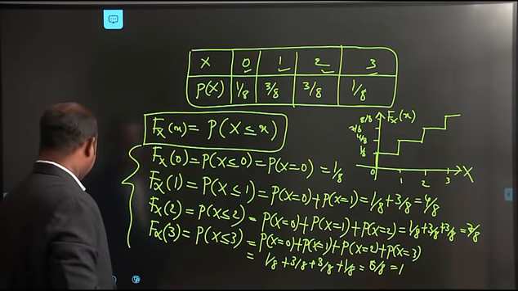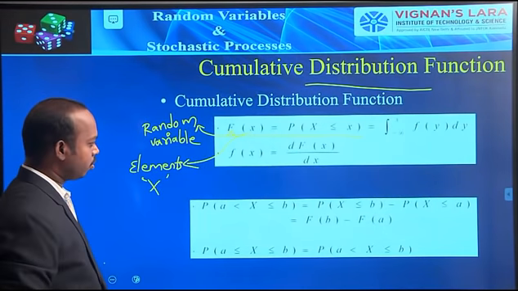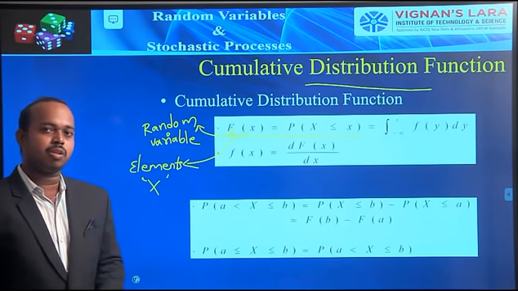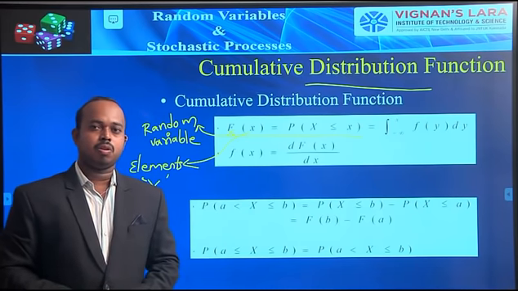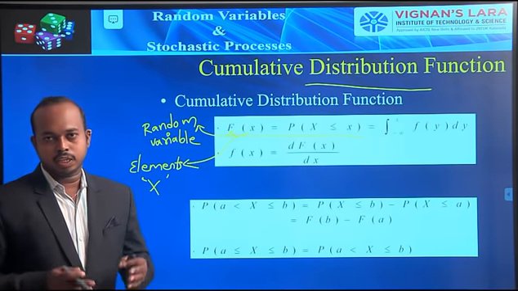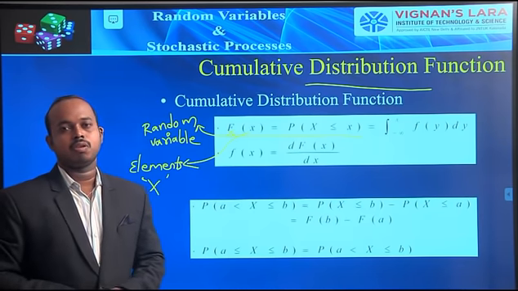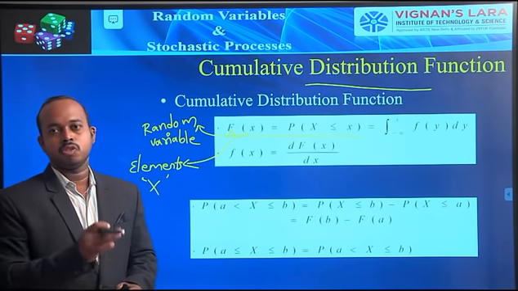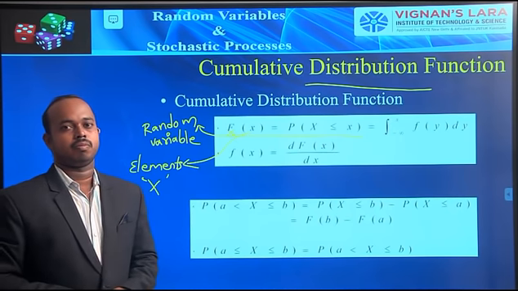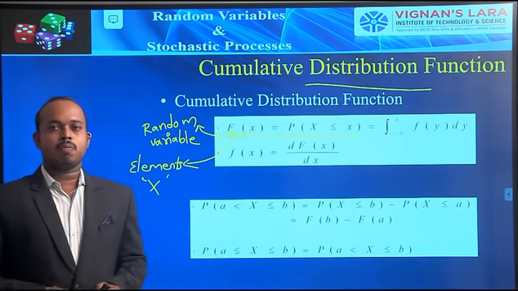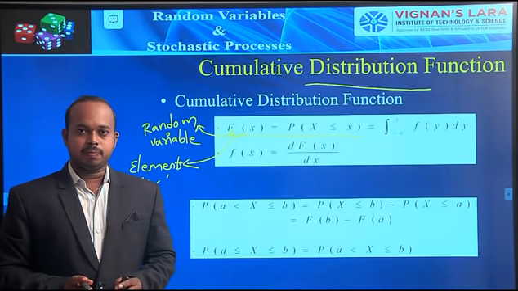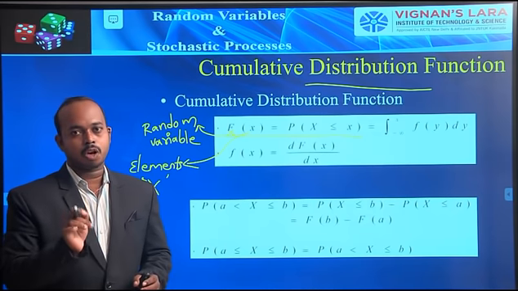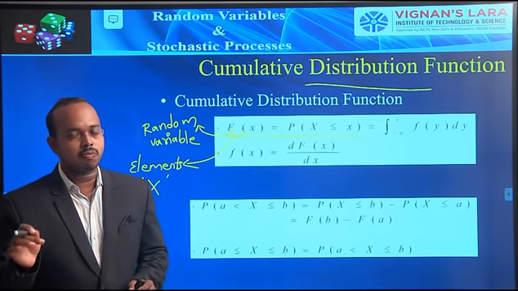Now we are discussing density functions. What is the relation between the density function and the distribution function? Generally, we define that the probability density function is the derivative of the distribution function. Otherwise, the probability density function is defined as the derivative of the probability cumulative distribution function.